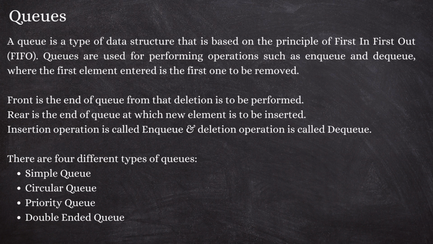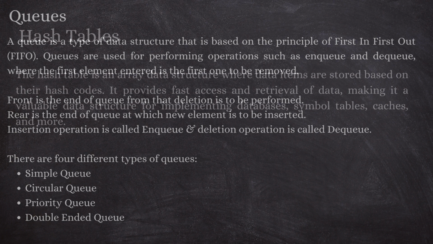Queue. A queue is a type of data structure that is based on the principle of first in first out, FIFO. Queues are used for performing operations such as enqueue and dequeue, where the first element entered is the first one to be removed. Front is the end of queue from which deletion is to be performed. Rear is the end of queue at which new element is to be inserted. Insertion operation is called enqueue and the deletion operation is called dequeue. There are 4 different types of queues: simple queue, circular queue, priority queue, double-ended queue.